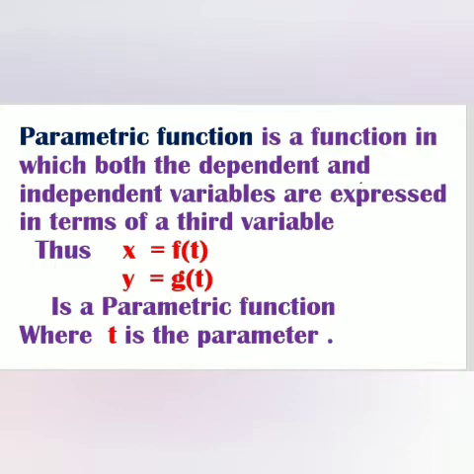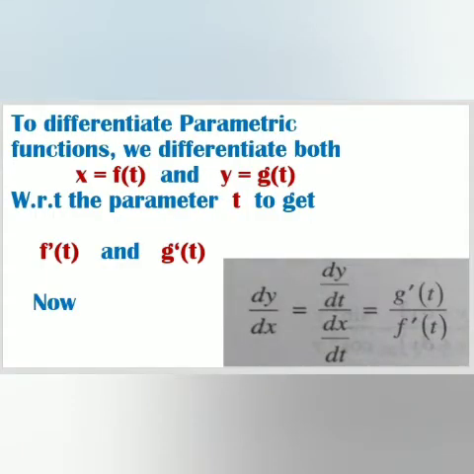Okay, now to differentiate a parametric function, x is equal to f of t and y is equal to g of t, we differentiate x with respect to t to get dx by dt, that is equal to f dash of t. Also, we differentiate y with respect to t to get dy by dt, that is equal to g dash of t. Then dy by dx is equal to dy by dt divided by dx by dt, that is equal to g dash of t divided by f dash of t. Now in this way we can find dy by dx.